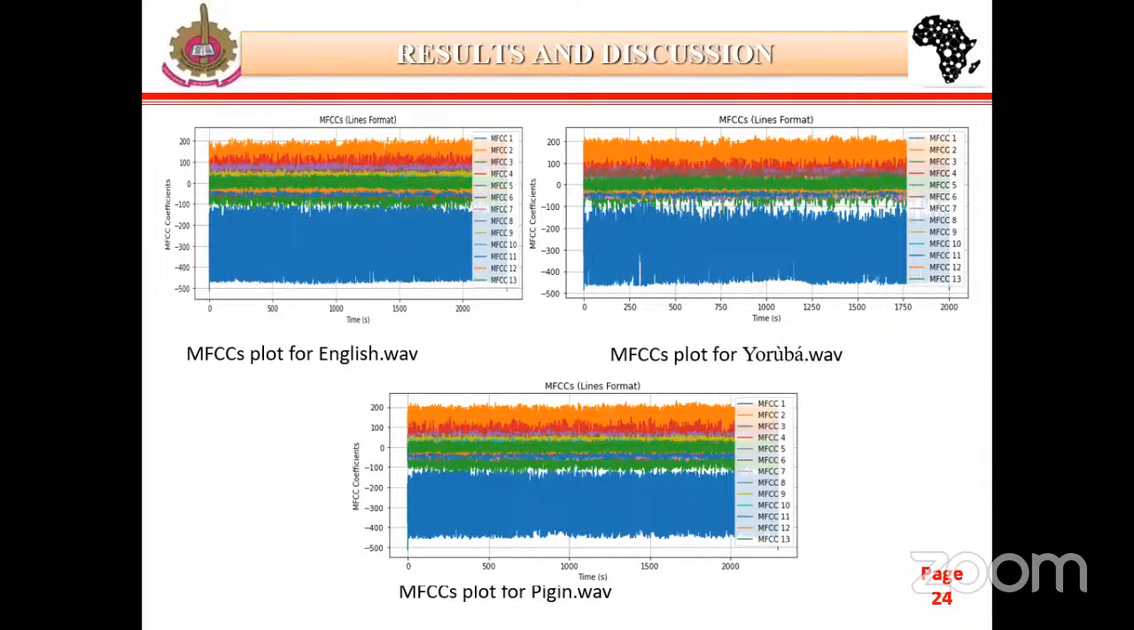Looking at this graph, the white portion represents the undertone that was caused as a result of the computational complexity of the Yoruba language. You see that these white portions are so many when we plot the line graph for Yoruba, while the one for the English version is minimal. Likewise, the one for the English Pidgin is minimal.